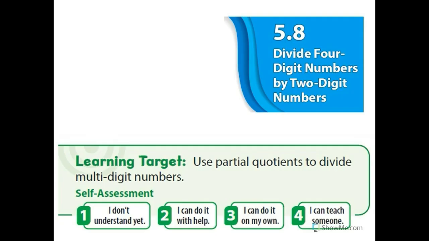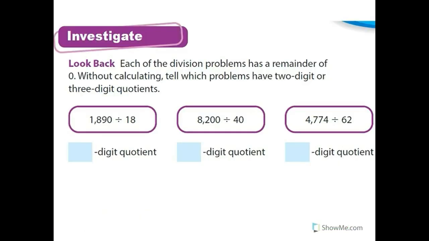So our learning target in this lesson is to use partial quotients to divide multi-digit numbers. As always, hope you can do it on your own at the end of the lesson. So looking back, each of the division problems has a remainder of 0. Without calculating, tell which problems have 2-digit or 3-digit quotients.